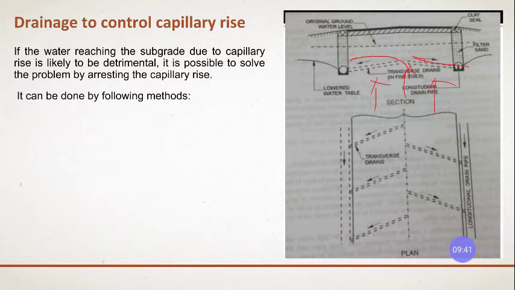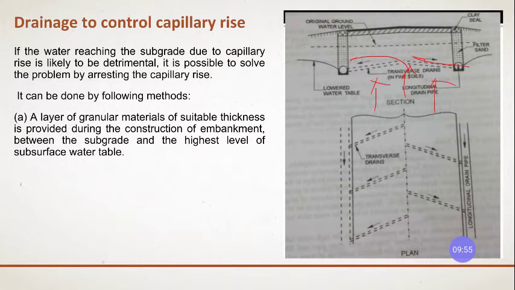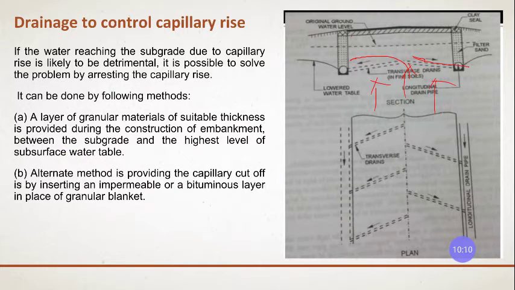If the water is reaching the subgrade due to the capillary rise, it is likely to be detrimental. It is possible to solve the problem by arresting the capillary rise. It can be done by the following methods. A layer of granular material of suitable thickness is provided during the construction of the embankment, between the subgrade and the highest level of subsurface water. It will be in between, not at the subgrade or at the high water table. It will be in between the both.